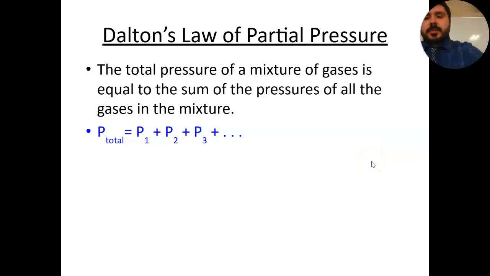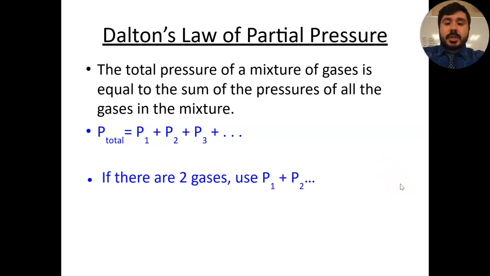Now this particular formula is very dependent on the number of gases you have. At the very least, you need at least 2 gases. So your formula is dependent on how many gases you have in that container. For example, if there are only 2 gases in your container, you only have to calculate the individual pressure of gas number 1 and gas number 2, add those up, and that's the total pressure of both of those gases combined.